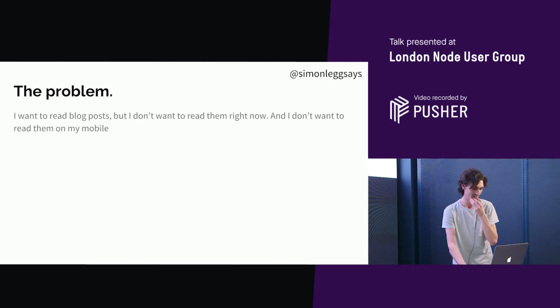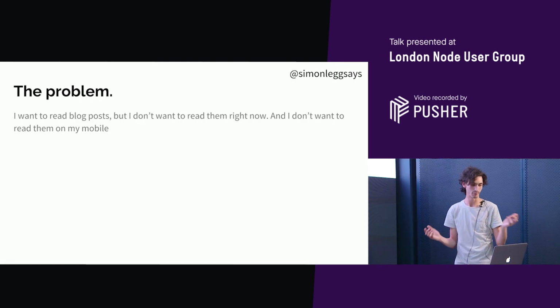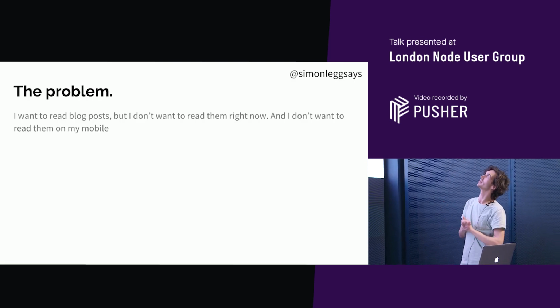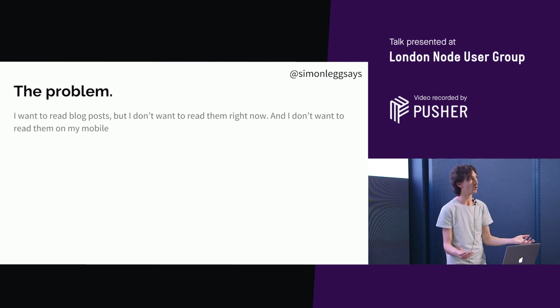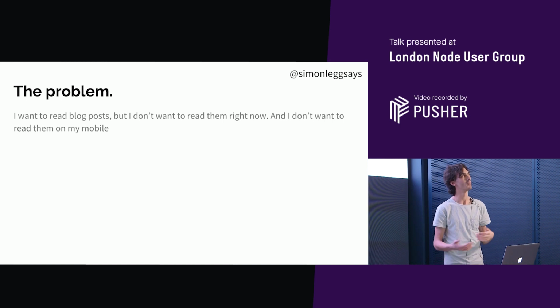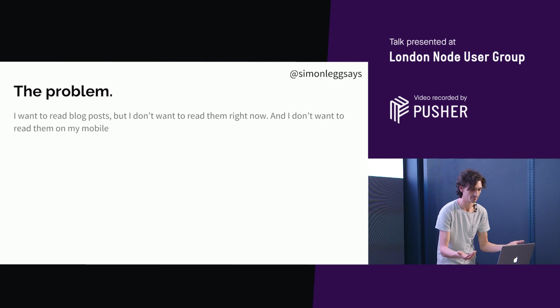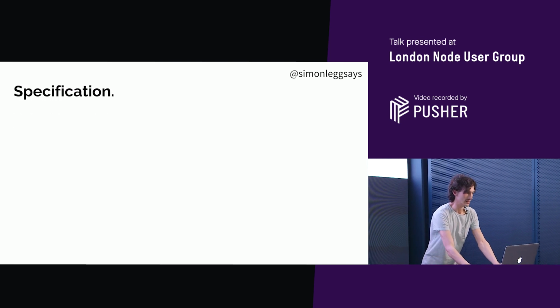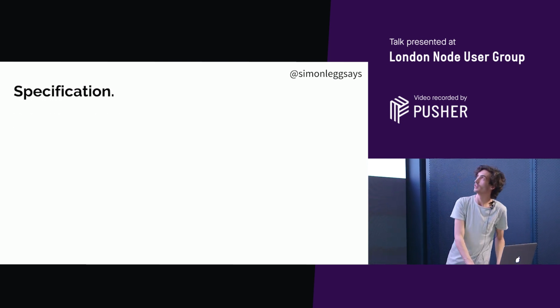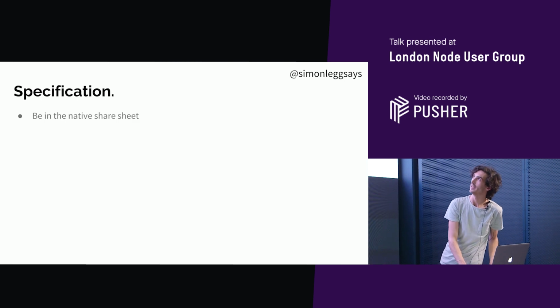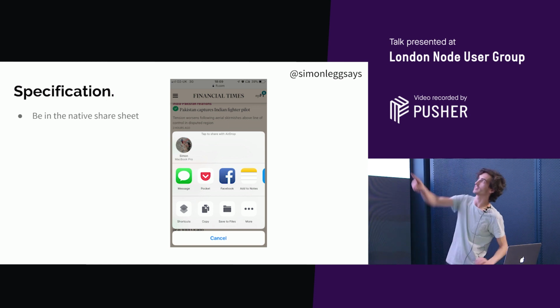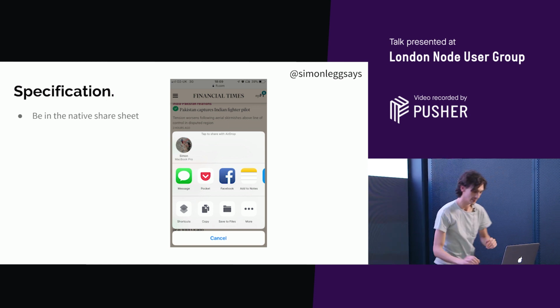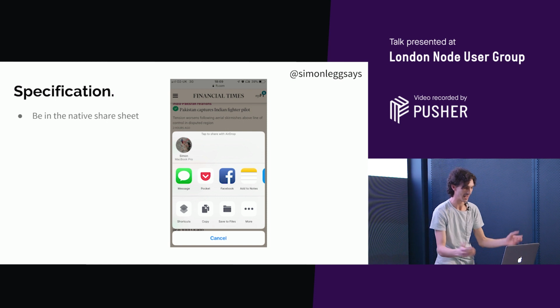So I had a problem. The problem was I want to read blog posts, but I don't want to read them right now, and I don't want to read them on my mobile. What I really want to do is read them tomorrow at 10:30 and get a notification to say, like, read this thing. My specification was it needed to be in the native share sheet on iOS, which is this thing here. Because that's really just handy.